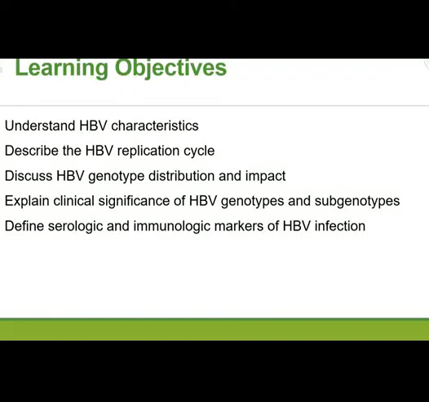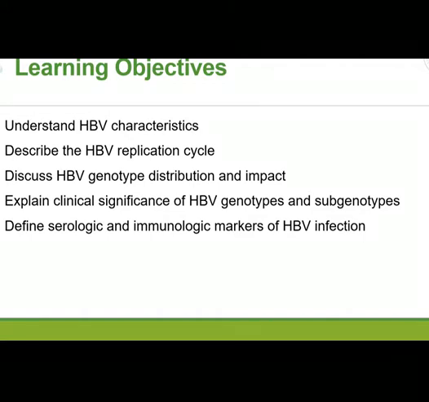Objectives are: we should understand the characteristics of hepatitis B virus, understand how it replicates, its genotype distribution and the clinical significance of these genotypes, and define serological and immunological markers of hepatitis B infections.